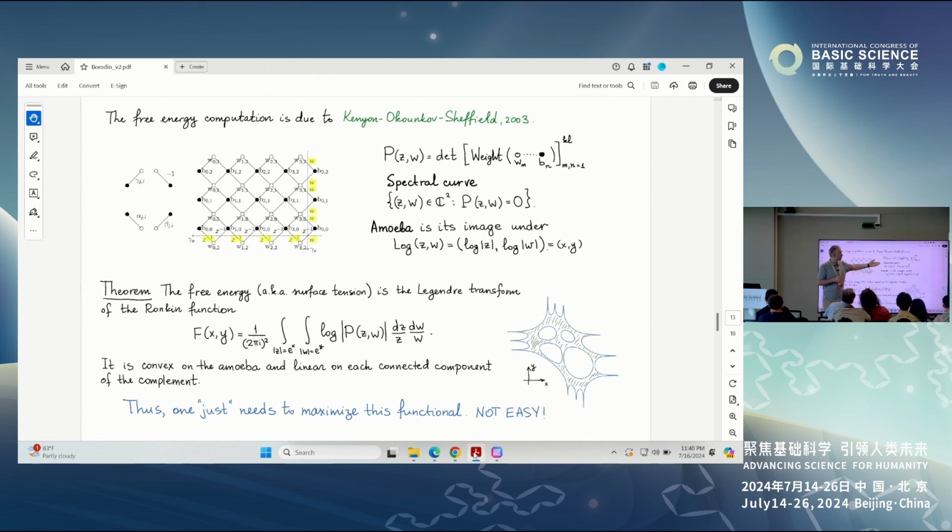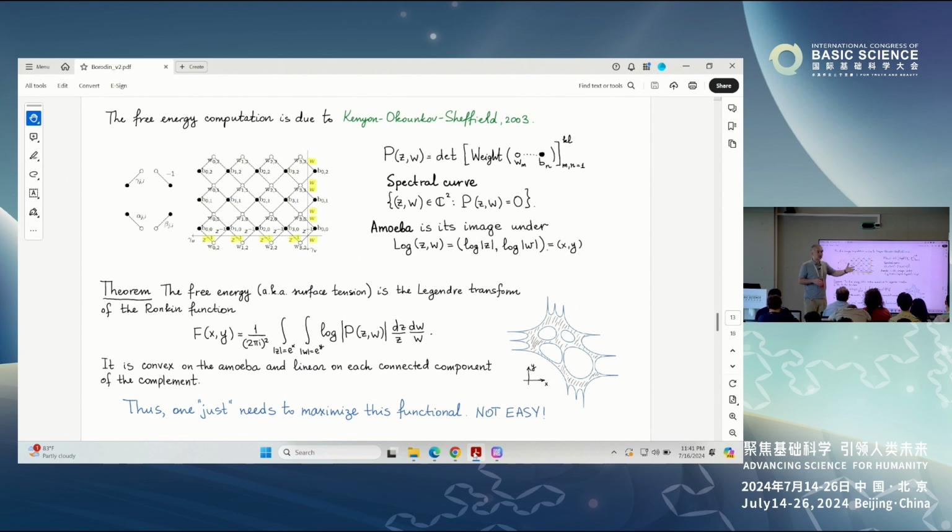There is also a way to write it as a determinant. So this is a determinant of a matrix with rows and columns parameterized by white and black vertices. And what sits here is just essentially the edge weight of the corresponding edge, or 0 if the two things are not connected. Right? So there's an explicit procedure that produces a polynomial in Z and W out of my fundamental domain.